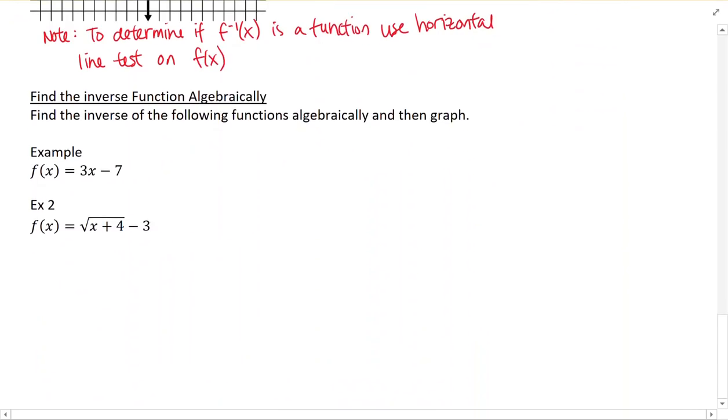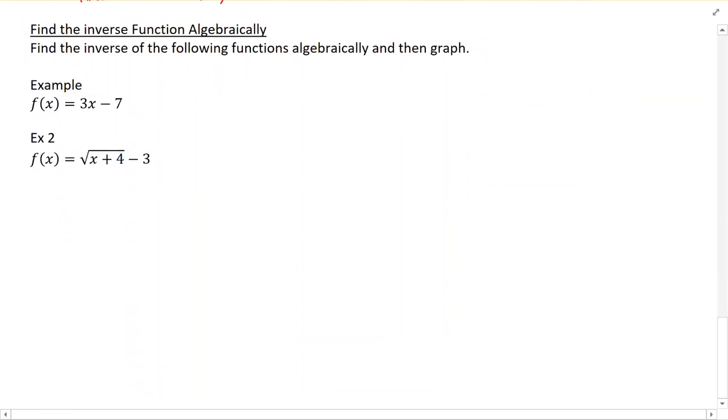So the last part of today is just finding the inverse function algebraically. Yes, you can always just graph it out and then flip all the points, but sometimes if you just want the equation of the inverse function, then this is a way to do it. Let me just make more space here. Now I have space to write.